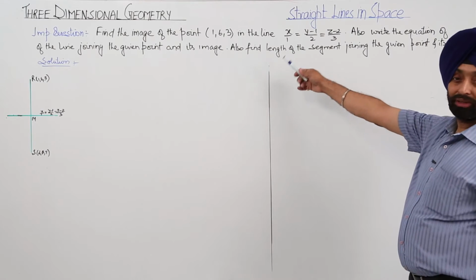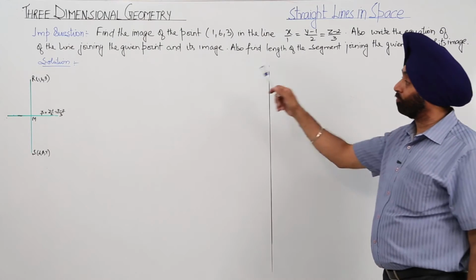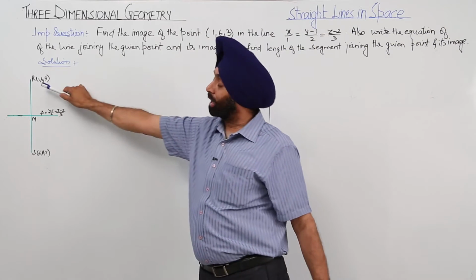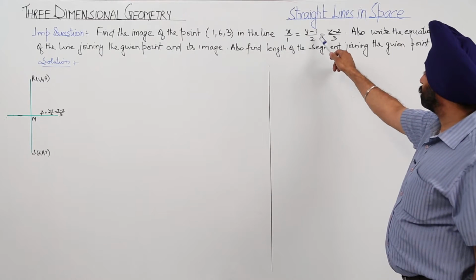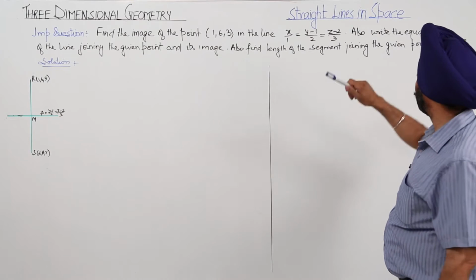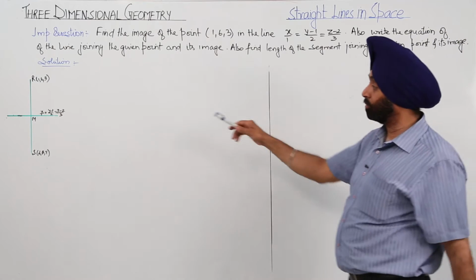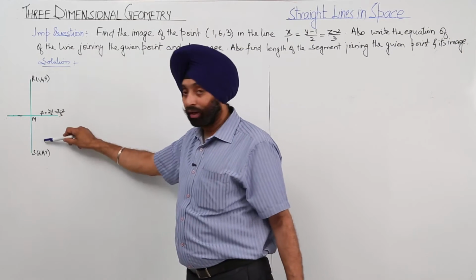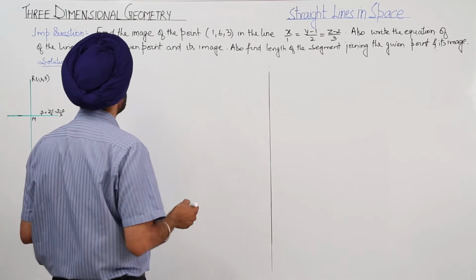Now in this question, a very important question, we have to find the image of the point (1, 6, 3). I have mentioned in the figure point R (1, 6, 3) in the line x upon 1 is equal to y minus 1 upon 2 is equal to z minus 2 upon 3. I have mentioned there the equation of a line. Also write the equation of the line joining the given points. It means we have to find the equation of RS and the length of RS. Okay. So now let's start it.